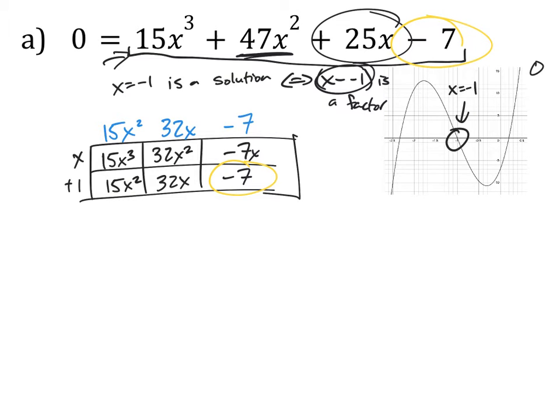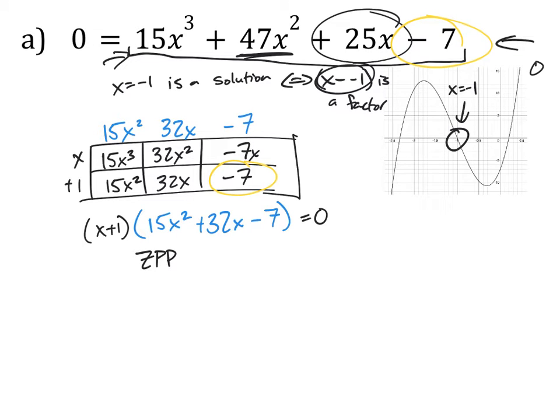Now, let's rewrite this polynomial that we started with right up here as a product. So we had x plus 1, and then our other stuff is 15x squared plus 32x minus 7. This is equal to 0. I can use the zero product property to say, okay, well then I know that x plus 1 equals 0, or 15x squared plus 32x minus 7 equals 0.